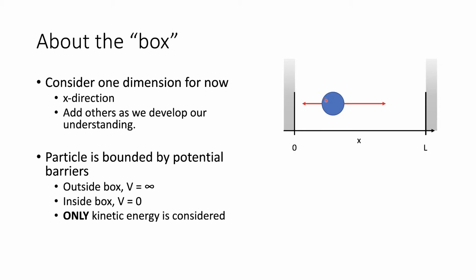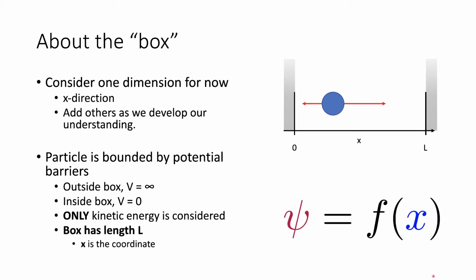Finally, we say how long the box is. The box has length L. Just for the sake of argument, it could be whatever length we want, but we can plug the value in when we actually do our calculations. And x here is the coordinate system we're working on. So when we look at how the wave function varies as x varies, it is a function of x.